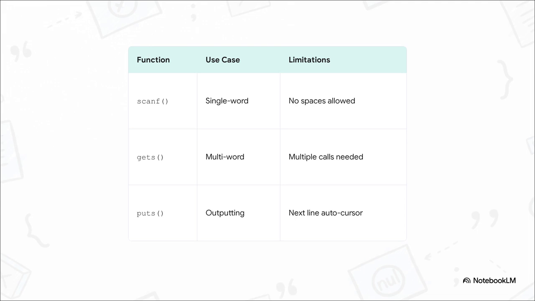That is exactly why C gives us two dedicated functions, gets and puts. gets is specifically designed to read an entire multi-word string, spaces and all, and puts is a super convenient way to output that string back out. As a bonus, puts automatically places your cursor on the next line after printing, which saves you from having to manually type out an annoying newline character.